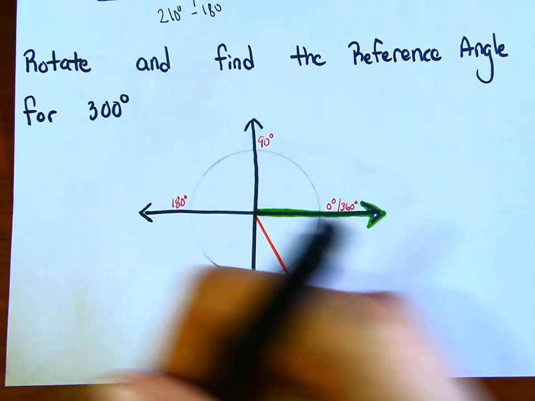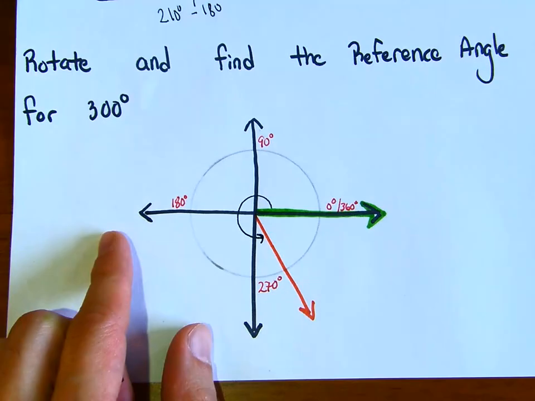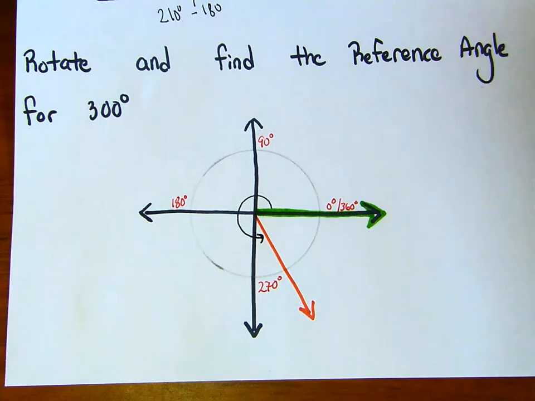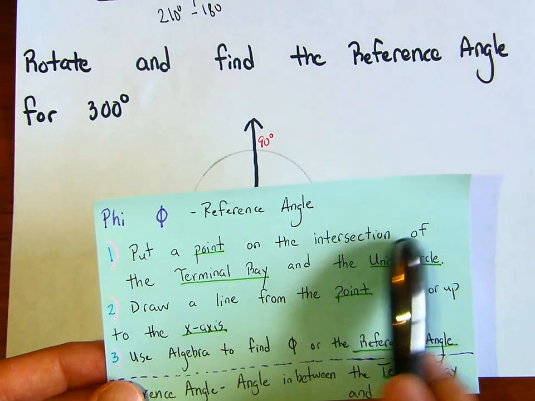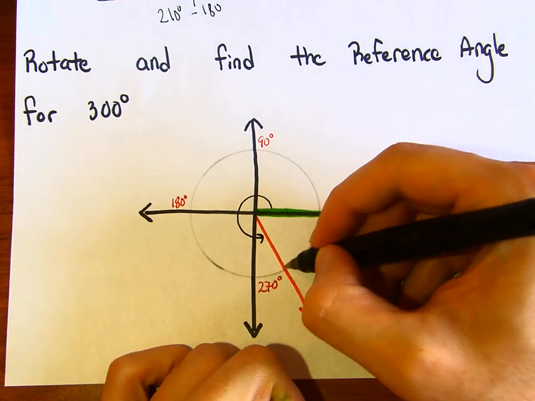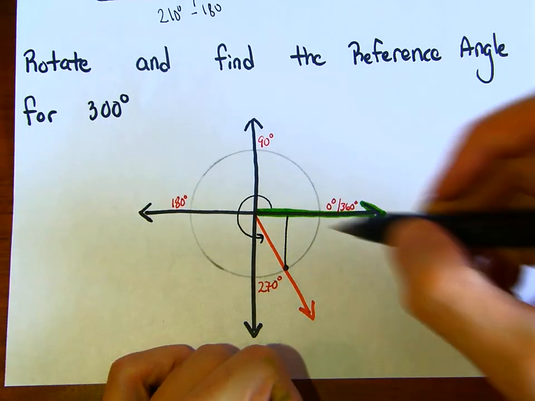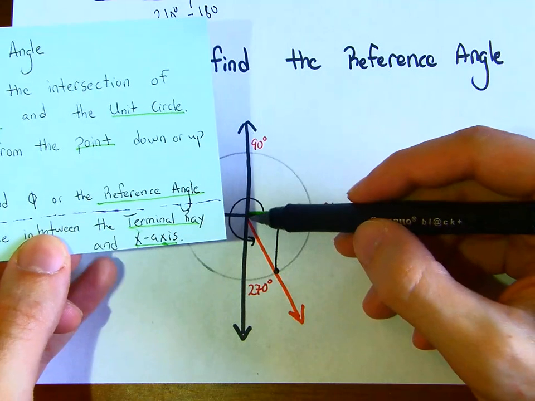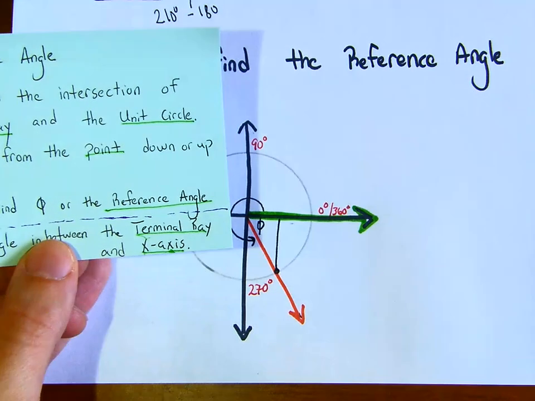Okay, and what was the rotation? We started from here and we went all the way around. Now, what is the phi? What is the reference angle? Well, let's follow our moves first. What's the first move? Put a point on the intersection of the terminal ray and the unit circle. Okay, let's do that. And then what do we do? We draw a line down. Now the question is, what is the angle in between the terminal ray and the x-axis? What is this phi over here?